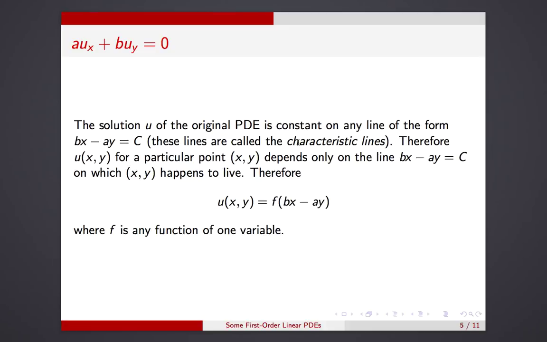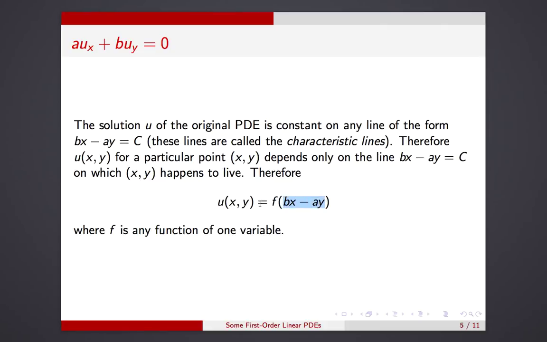Therefore, the function u, the solution you are interested in, at a particular point, depends only on the line on which that point happens to live. Okay, u is constant on any of these lines. So if I want to know what u of x,y is, all I have to do is tell you what line it lives on. So as you move along a line like this, the values of u don't change, because again, u is constant on these lines. What does that mean? That means that u of x,y only depends on what line it's on.